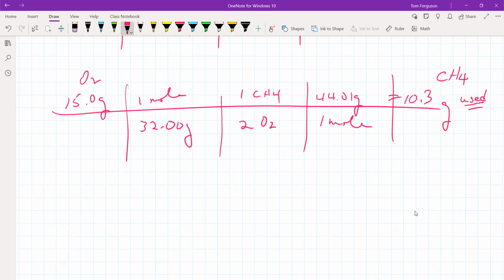Okay. So the 13 grams, we're only going to use 10.3 grams. That means we have an excess. So if we start with 13 grams, we use up 10.3, we're going to have 2.7 grams excess.